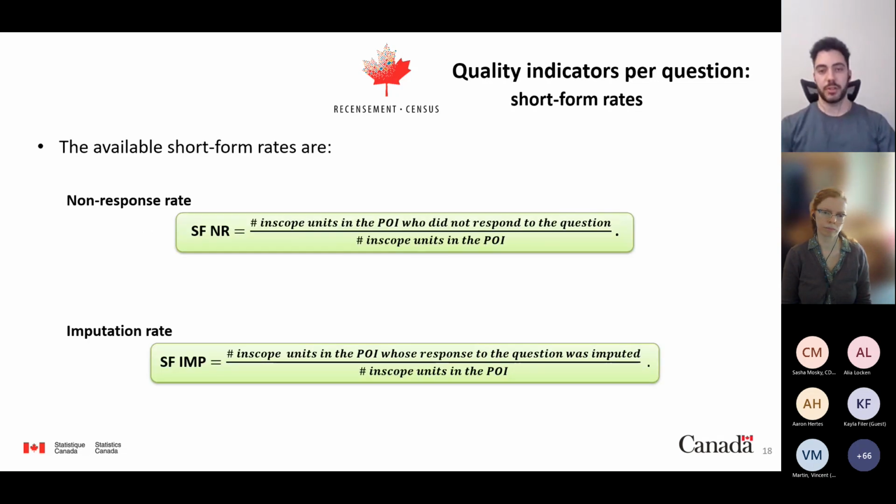Here I'll introduce the short form quality indicators per question. We have two of them: the non-response rate for the question and the imputation rate for the question. The non-response rate is the proportion of units in the POI who did not respond to that particular question. And the imputation rate is the proportion of in-scope units in the POI whose response to that question was imputed.